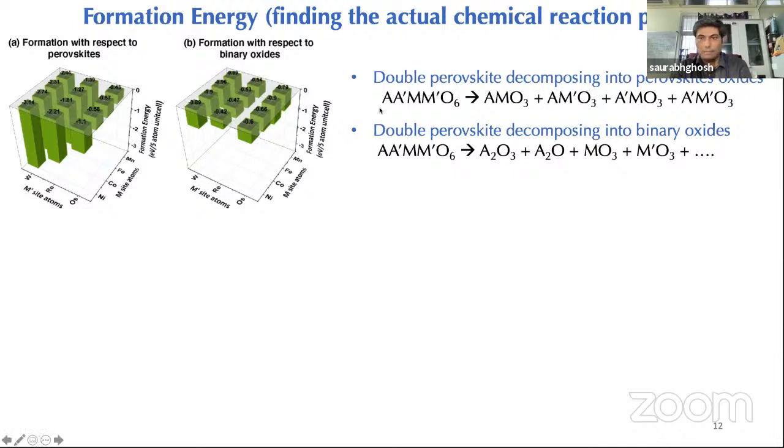So A prime, M M prime, O6 can decompose into A M O3, A M prime O3, A prime M O3, like that. We calculate the formation energies with respect to decomposition into the binary oxides, the ternary oxides and the perovskite oxides, and we found that in both cases the formation energies are negative. That means all the compounds can be formed, but this is misleading. Some of the compounds may not be formed, because experimentally not all the compounds are reported to be formed.